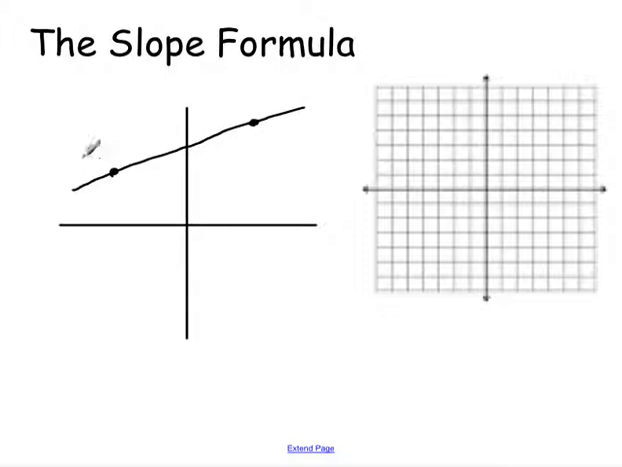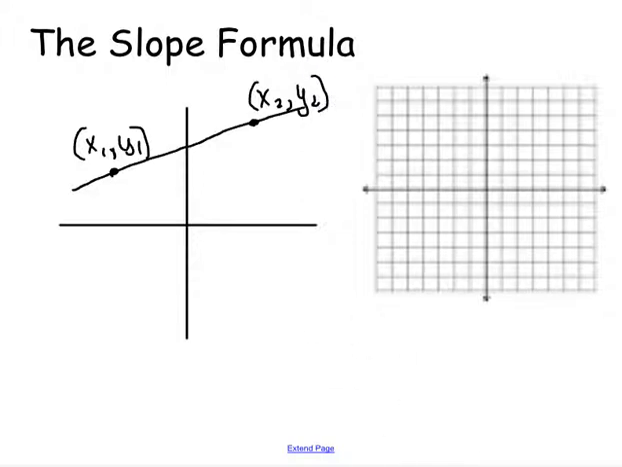Okay, well, I don't know the coordinates of these, so I'm just going to refer to this as x sub 1. It's just saying sub 1 because it's my first one. This is a comma, and then y sub 1. And then over here it's going to be x sub 2, comma y sub 2.